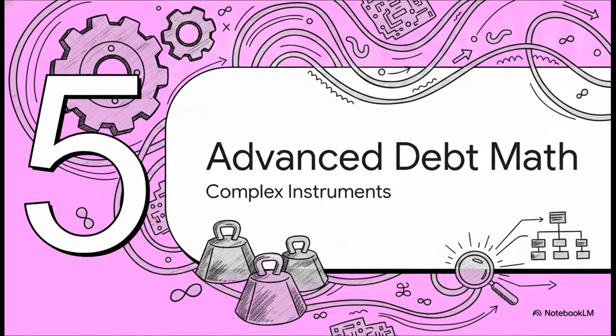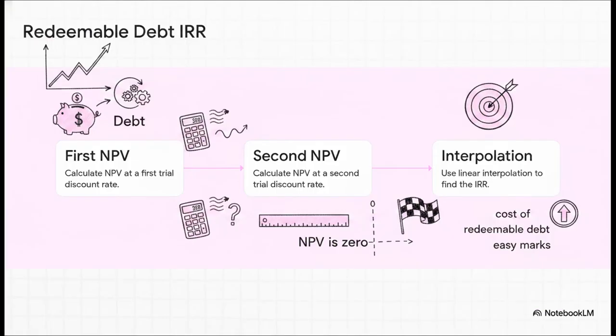And finally, Section 5, Advanced Debt Calculations. All right, brace yourselves for this one, because we are really dialing up the focus for these complex debt instruments. When you're dealing with redeemable debt, you are fundamentally looking for the internal rate of return, or the IRR. And to find it, we use linear interpolation.